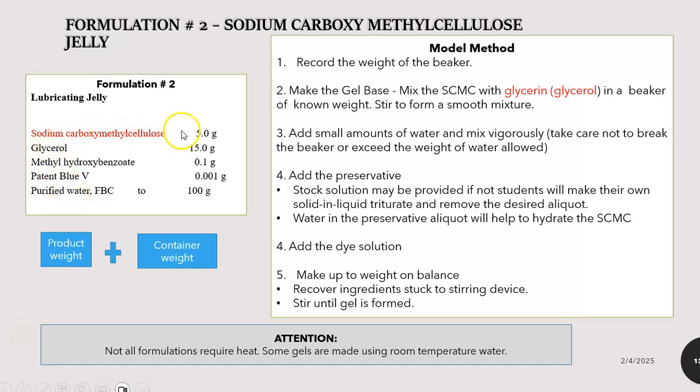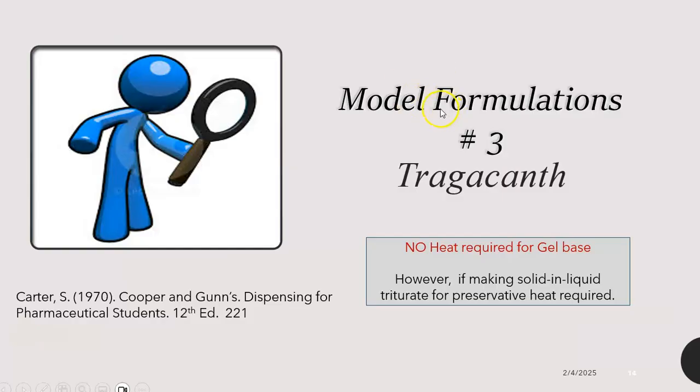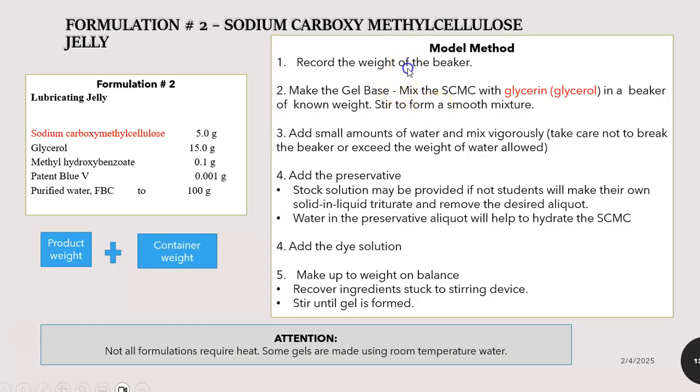and sodium carboxymethyl cellulose. Now, unlike the zinc jelly lab, we're not working towards a specific weight because this formula has a lot of wiggle room. So we don't have to write down the weight of the base. That's not necessary. What you need to document is the weight of the beaker, plus what the product should be, which is 100 grams, because that's what you're going to work towards.